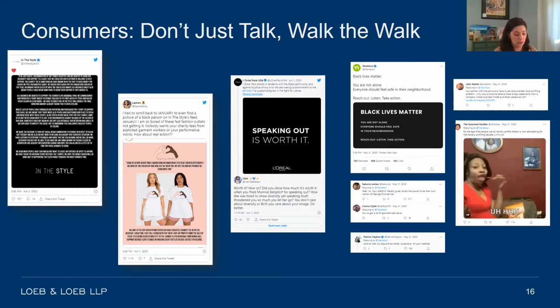Another example here is In the Style, which is the two women wearing the t-shirts. This was a t-shirt that was put out, and some of the proceeds were supposed to go to the Black community, or a charity that was helping the Black community. And there was a lot of criticism because this brand did not have any posts that included minorities for many months prior.